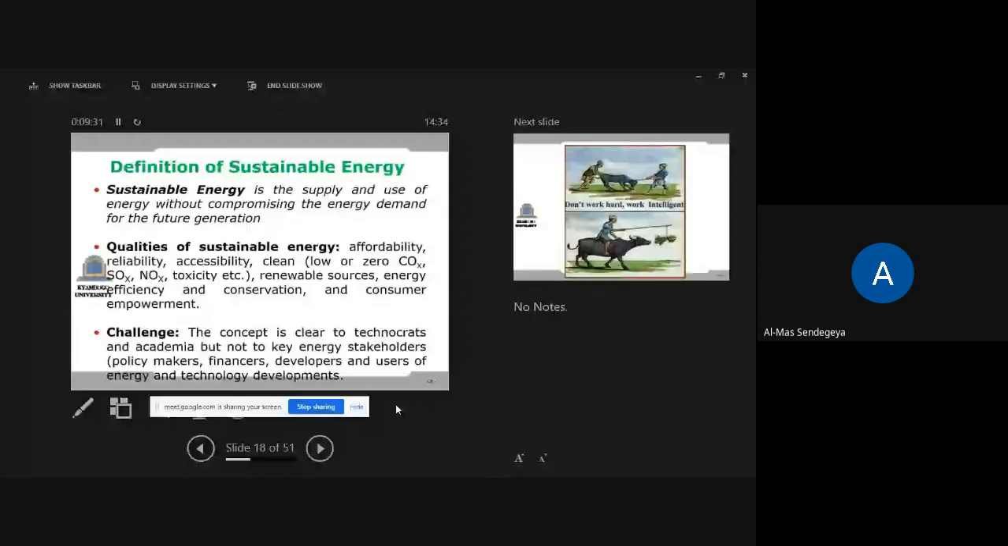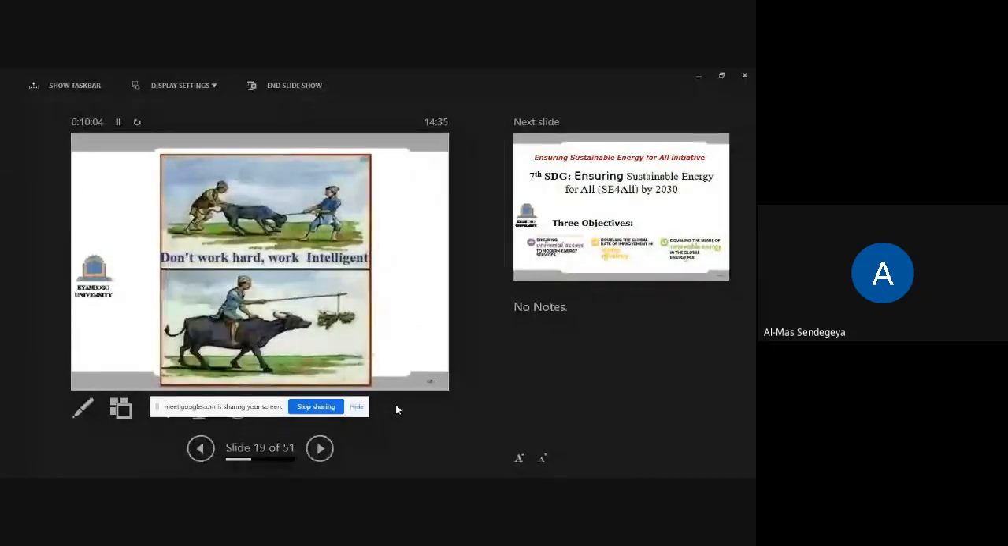Sustainable energy is the supply and use of energy without compromising the energy demands of our coming children. Man is too selfish. We are trying to look at our current solutions and solve them. We don't mind about the future. Therefore, when we talk about sustainable energy, we mind about the future. With this, we should think, but don't work too hard. Work intelligently, like the second man. If the animal refuses to move, use that tactic. Let us change the strategy to solve our reality.